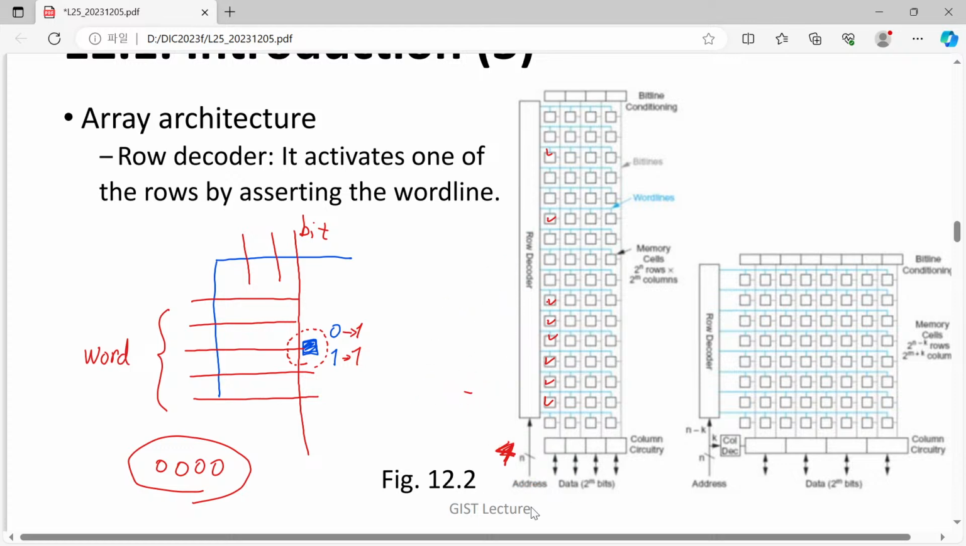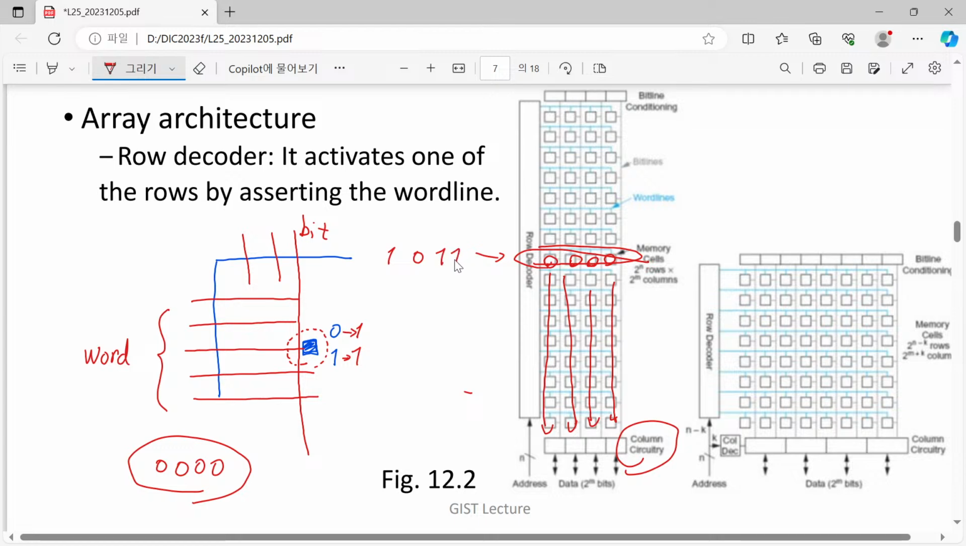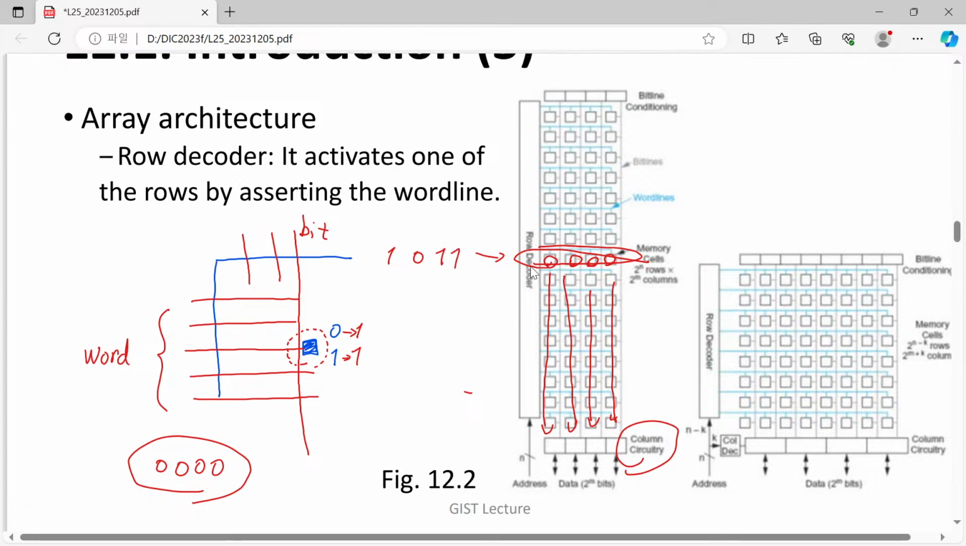So let's think about the read operation. If one word line is selected, then the stored data is just read and transferred this way. And here we have column circuitry, and we process this information. For example, let's say the data written was 1011. Then when we read it, if we just select this row, the information is retrieved in this way.